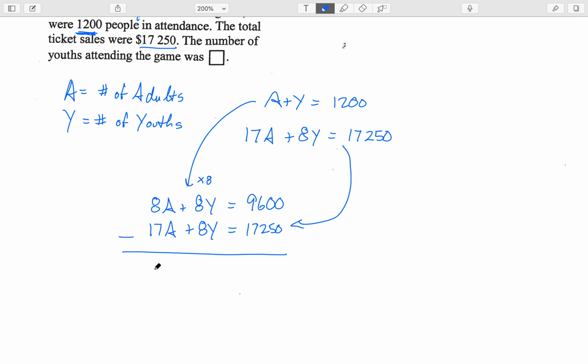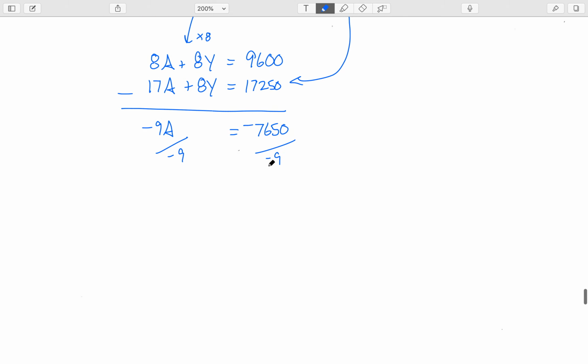Okay, so 8 minus 17. Whoa, that's like minus 9a. Plus 0. So 9,600 minus 17,250. Okay, I got to plug that in. Whoa, 7,650. And it's negative 7,650. Now, you can't have negative people, but hang on, I know these two negatives are going to cancel. So it's okay to have the negative here. I'm expecting those to cancel. So if I divide by that, I get A is equal to 850.